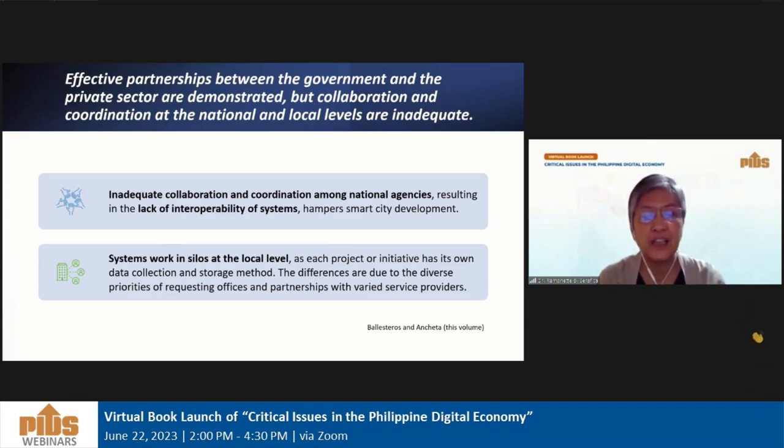To continue our discussions on the critical issues, there have been effective public-private partnerships, but the lack of coordination and collaboration among government entities results in the slow progress of digital transformation initiatives. In the case of smart city development, for example, inadequate collaboration has led to the lack of interoperability of systems. At the local level, systems work in silos, and each project has its own data collection and storage method. It is the national government's role to provide the standards, policies, and guidelines in PPPs, infrastructure development, financing, and knowledge sharing. Moreover, it should craft a regional or national framework. Without these, the efforts of the local governments will lack consistency and coherence. Next slide, please.